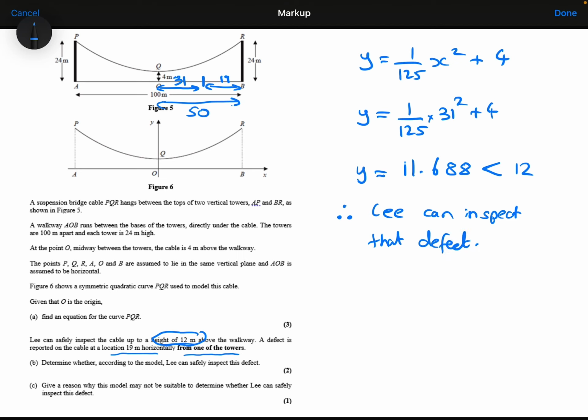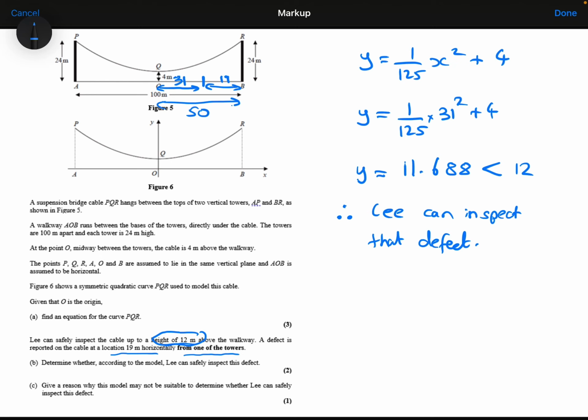And then part C, give a reason why this model may not be suitable to determine whether Lee can safely inspect the defect. A whole host of different things you could mention here. You could mention things like the weather. You could talk about the cable. We've not considered the dimensions of the cable at all, like the thickness or anything like that.